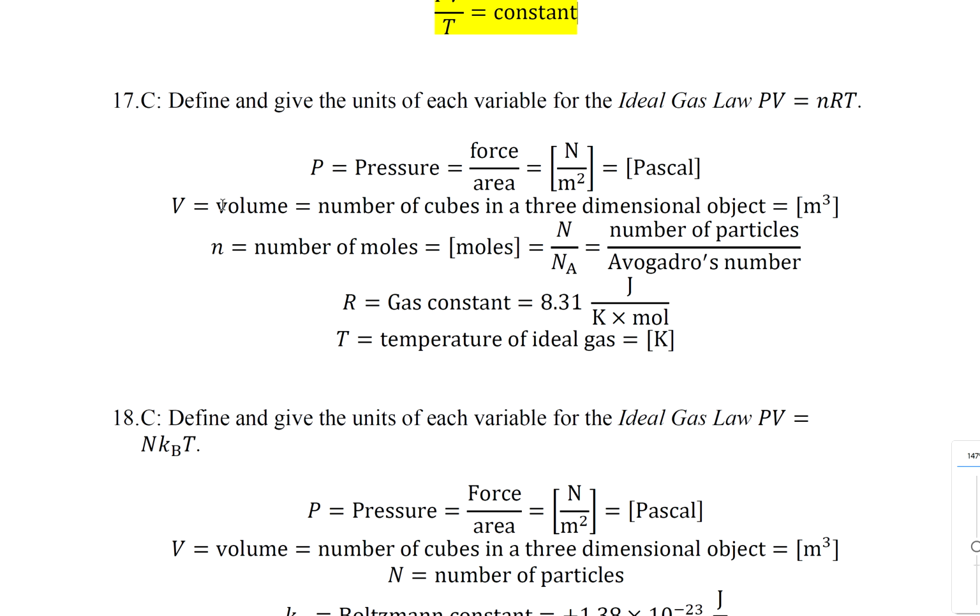Question 17. Define and give the units of each variable for the ideal gas law. So this is the ideal gas law. Pressure times volume equals number of moles times a constant, called the gas constant, times temperature.